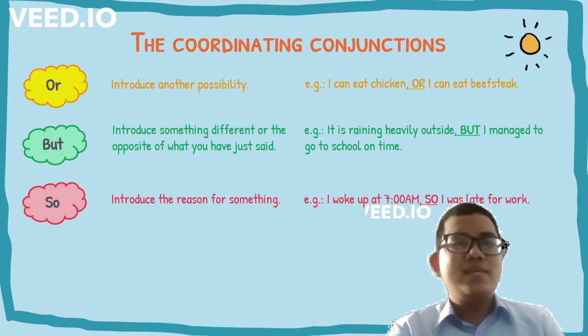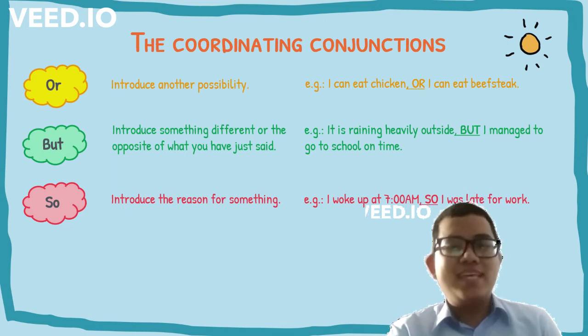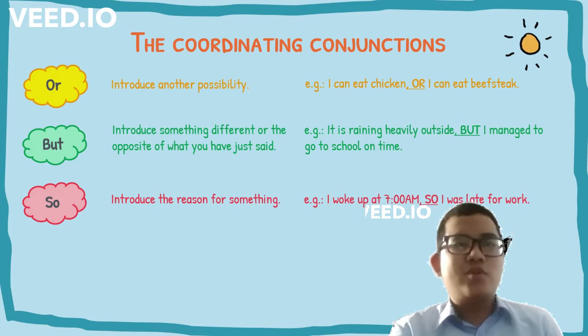Okay, so here's the answer. Or is used to introduce another possibility, but is used to introduce something different or the opposite of what you have just said. Finally, so is used to introduce the reason for something. Take a screenshot of this as well.